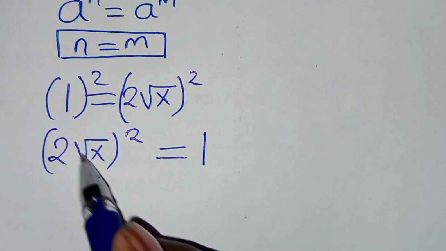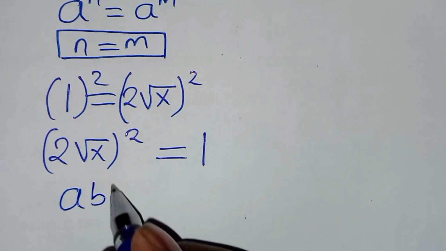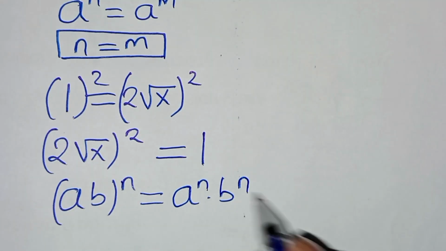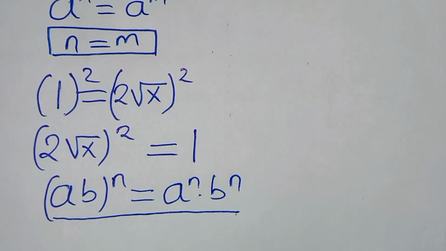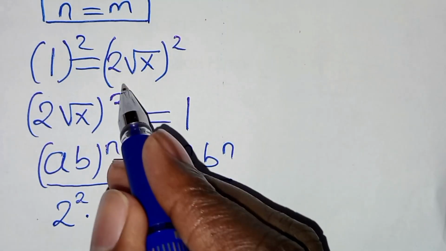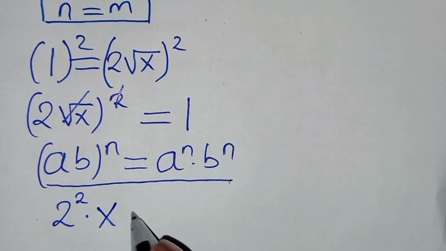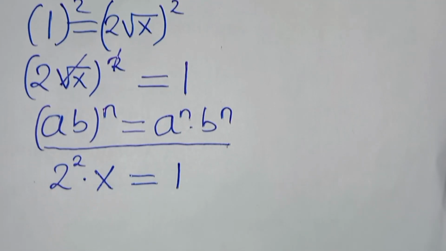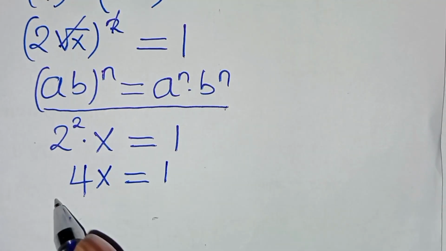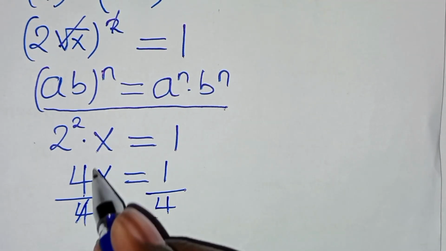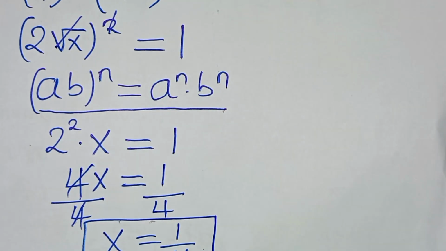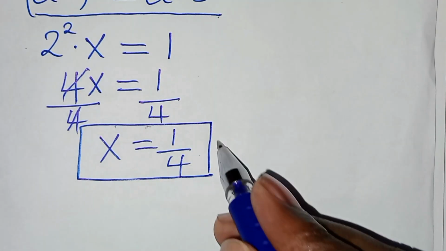Now, this implies that 2 times square root of x, this is the same thing as a times b raised to the power n, which we can express as a to the power n times b to the power n. Applying this exponent property, then this implies that we have 2 to the power 2 here times, now square root of x squared, we eliminate the square root sign, so multiplied by x, this is equal to 1. So 2 squared, this is 4. So we'll have 4x equal to 1. Divide both sides by 4. So that now the value of x here is equal to 1 over 4. This is the value of x.